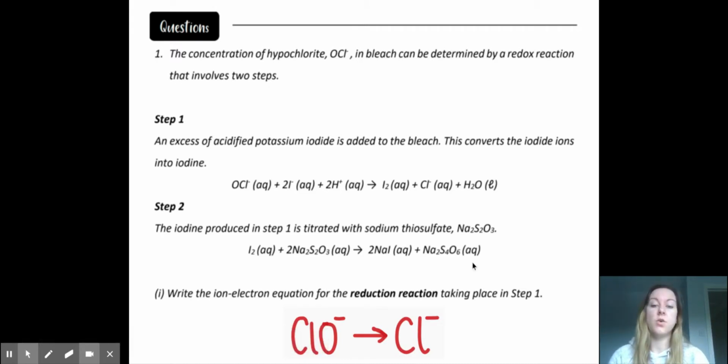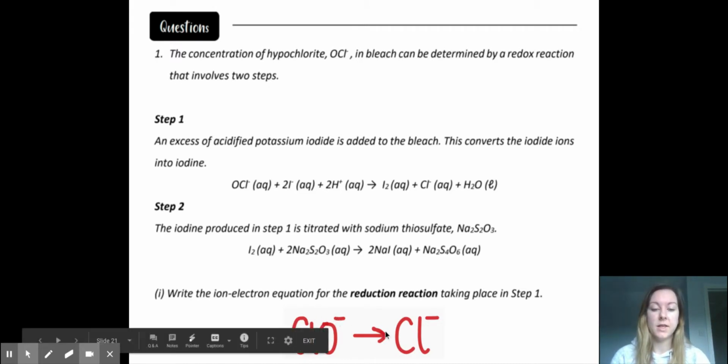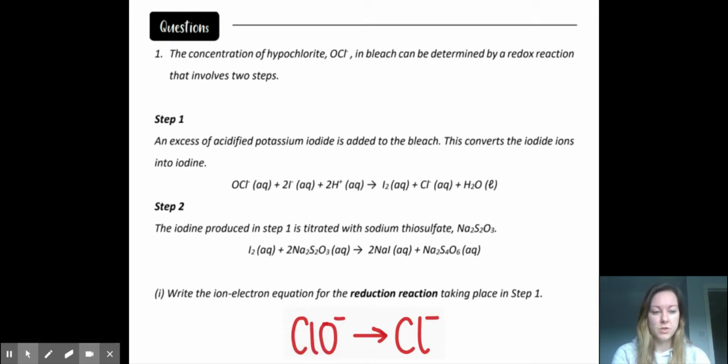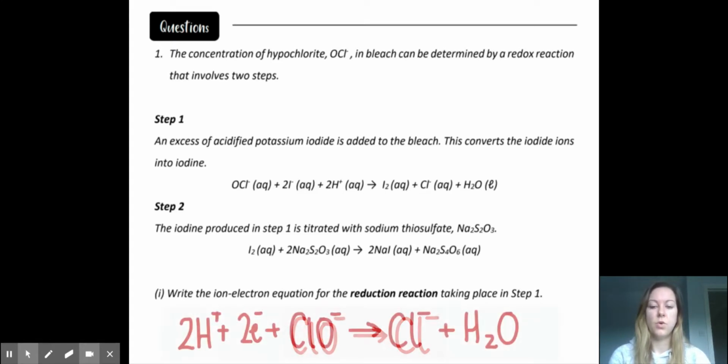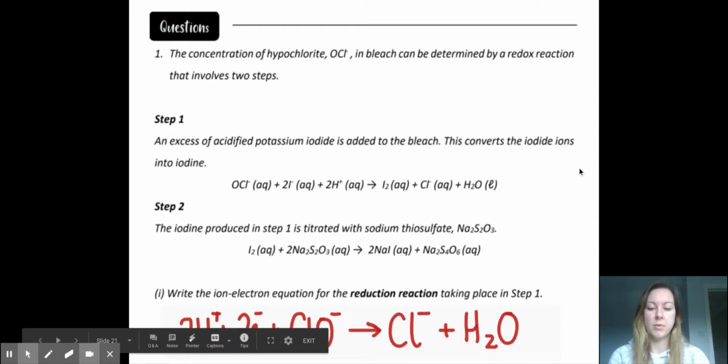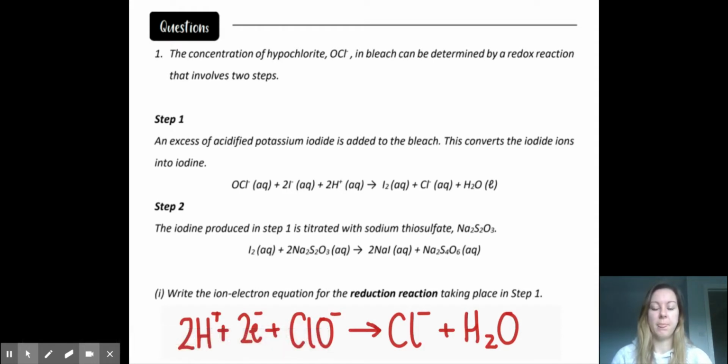Our charges on each side are the same right now, it's -1 and -1. Because we've just added 2 positive charges to the left-hand side, we can balance that out by adding 2 electrons. So your whole ion electron equation ends up becoming this: 2H plus, 2 electrons, plus your hypochlorite ion gives the chloride ion and a water molecule on the right hand side.